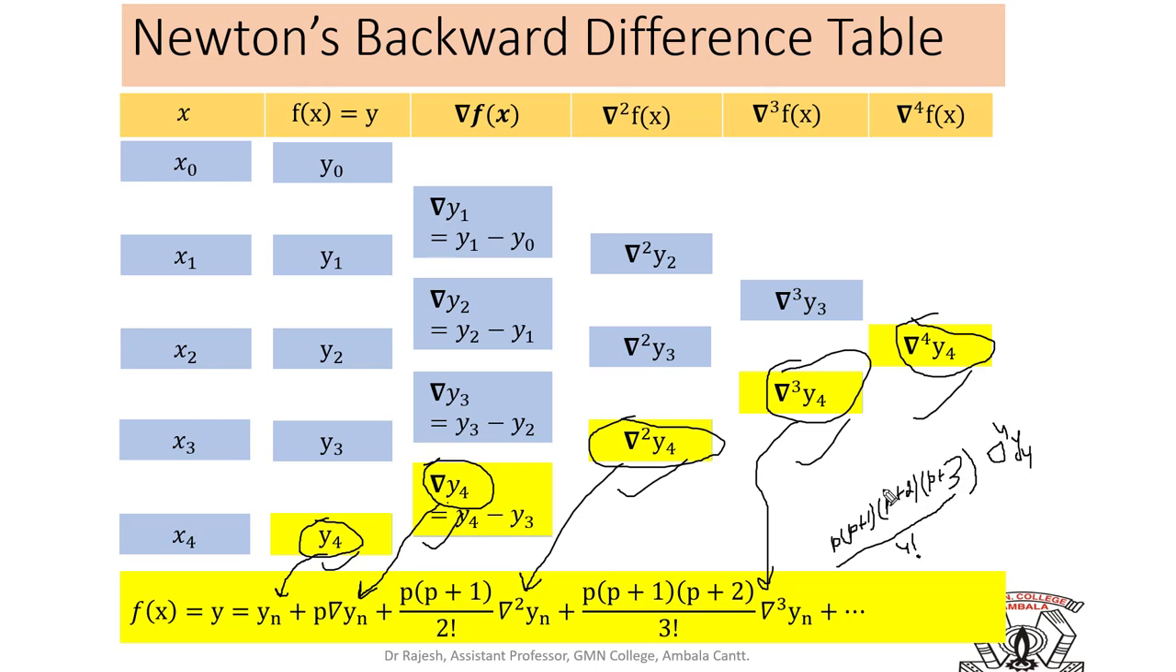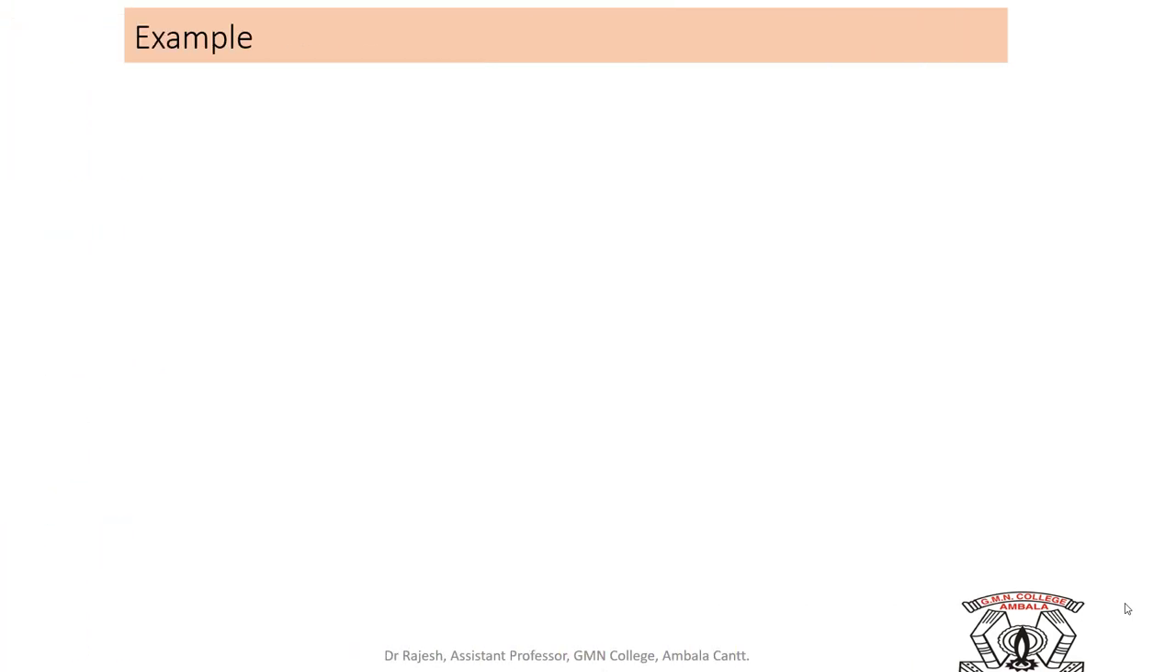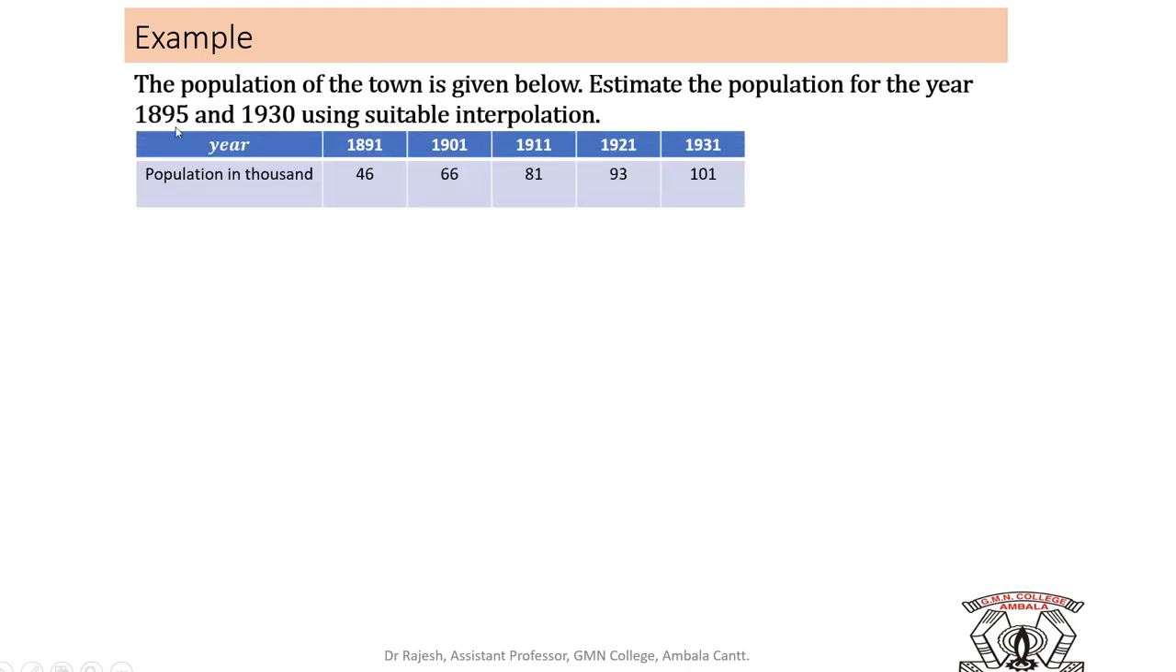Now we'll move towards the last example, which will show us how to discriminate between Newton's forward difference formula and Newton's backward difference formula. So this is the next example we will be studying on the backward difference formula. The population of the town is given below. Estimate the population for the year 1895 and 1930 using suitable interpolation.